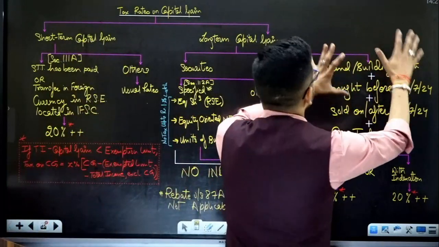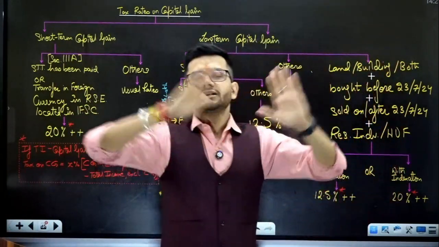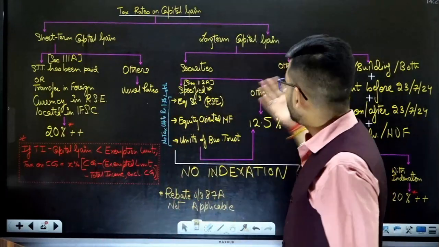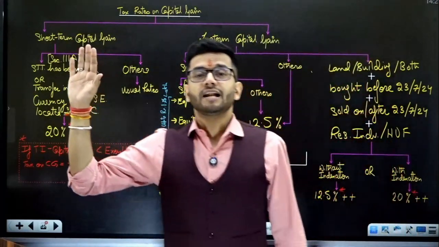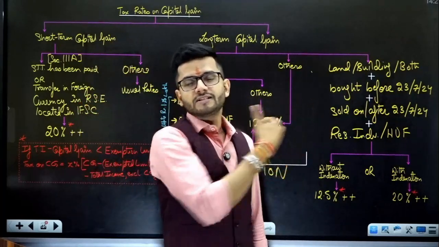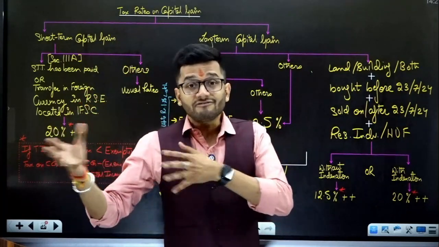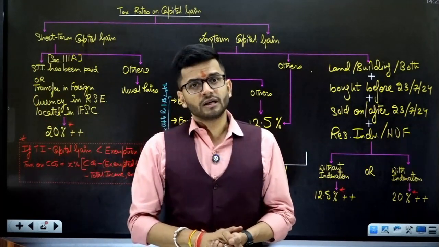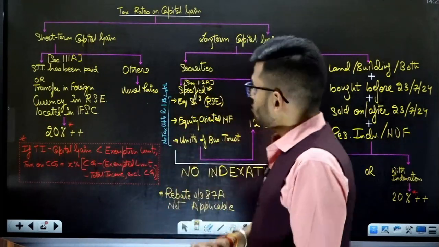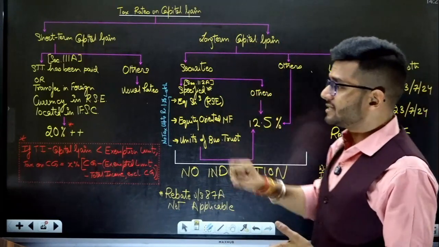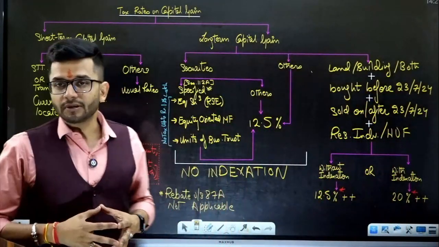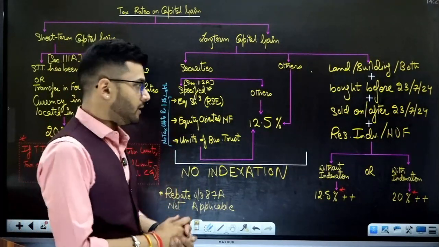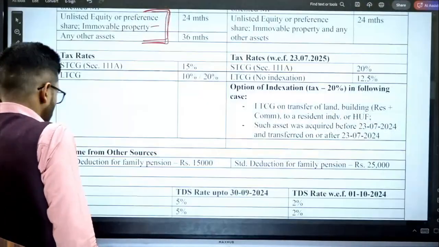Apart from this, no other asset would have indexation benefit henceforth. After 23rd July 2024, no other asset will have indexation benefit, apart from this exception which has been carved out to grandfather the benefit which was due to people who have bought their properties long back. So yes, this chart adequately summarizes the new tax rates which are there for capital gains, and I've already told you the changes which have come by in the capital gain tax rate and tax structure.